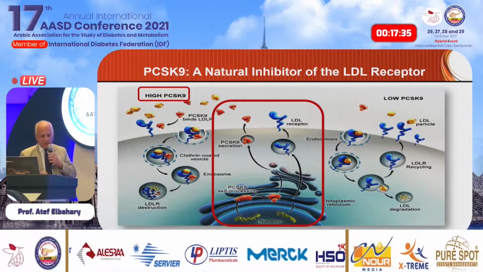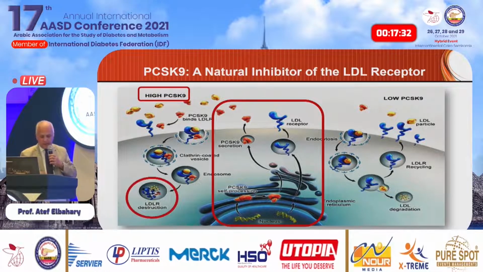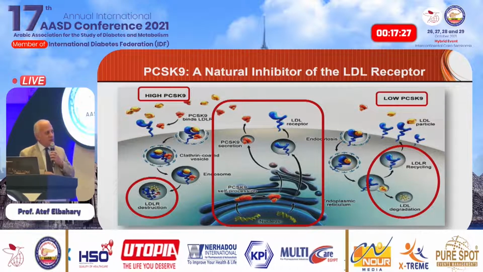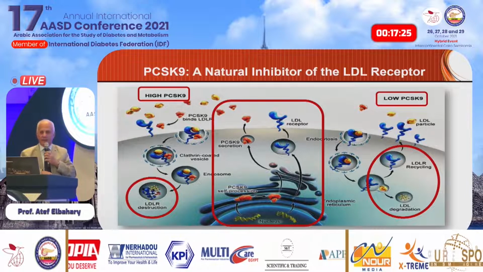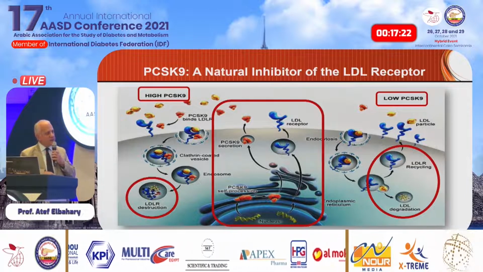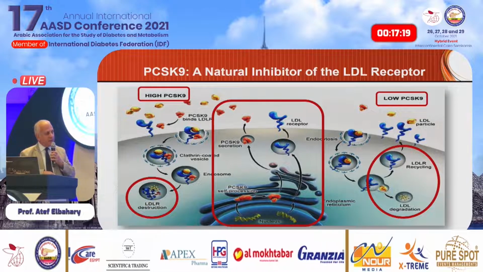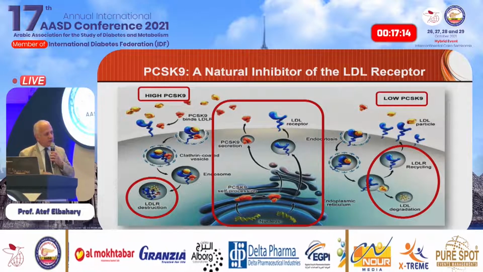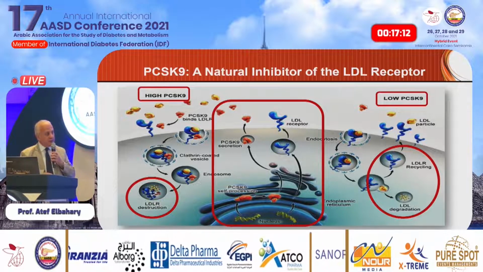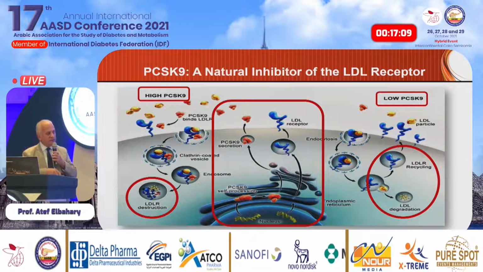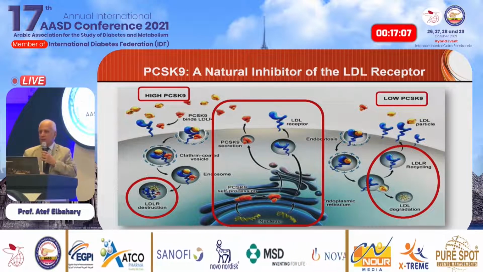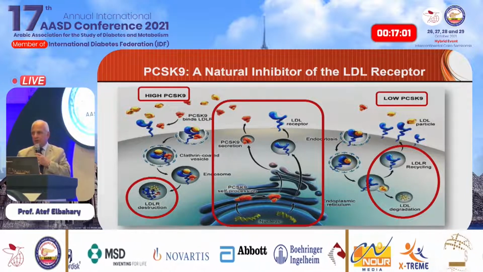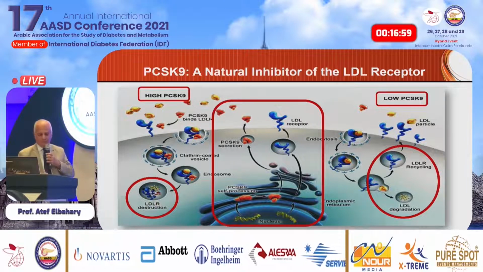If we look at the other side, we can see low Pcsk9, or the loss of function of Pcsk9. We will find that the LDL receptor is free. And we see here that it can take the LDL particle freely through endocytosis, endosomes, and the degradation of the LDL cholesterol, and then recycling of the receptor to the surface again 100 times per 24 hours in order to clear the LDL cholesterol.